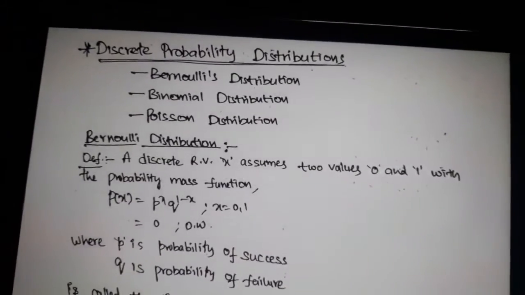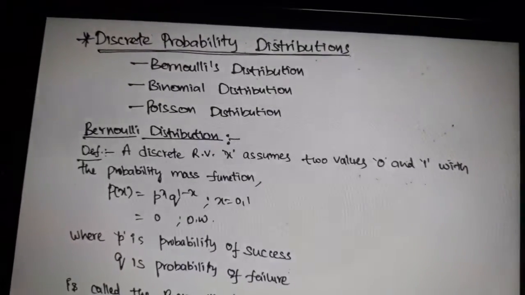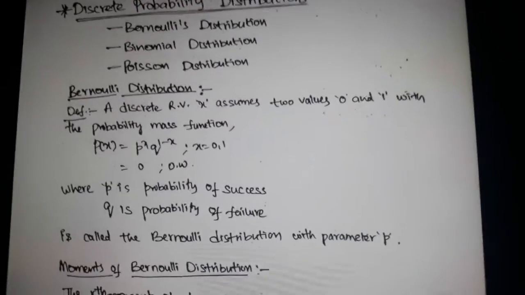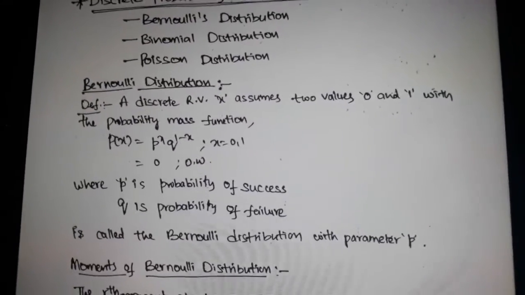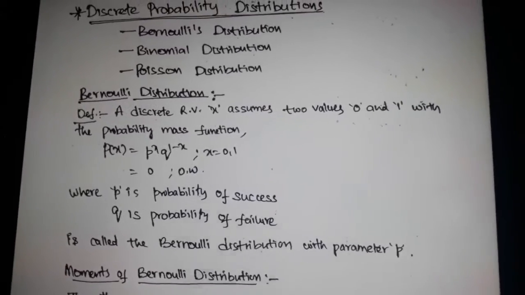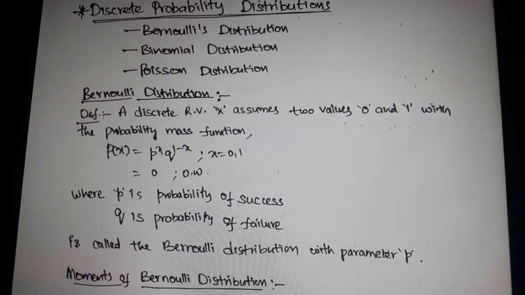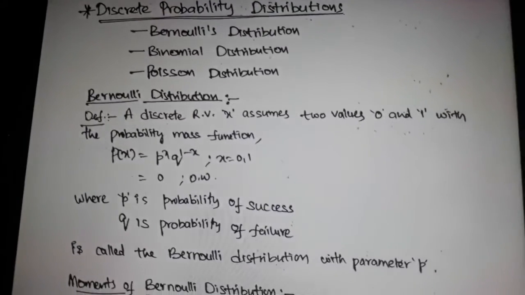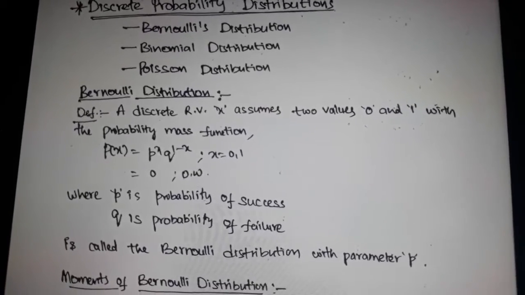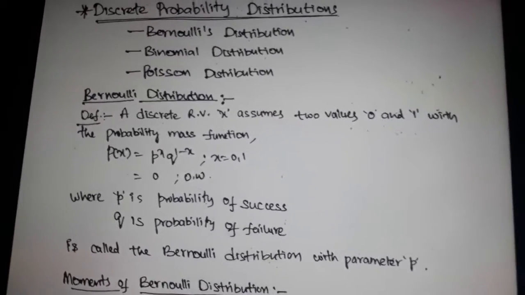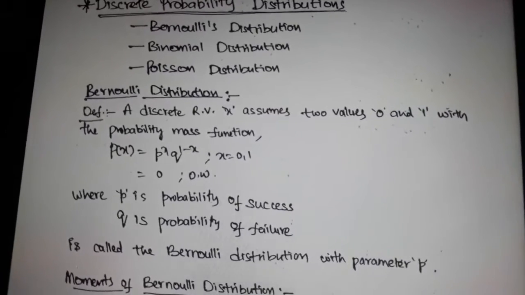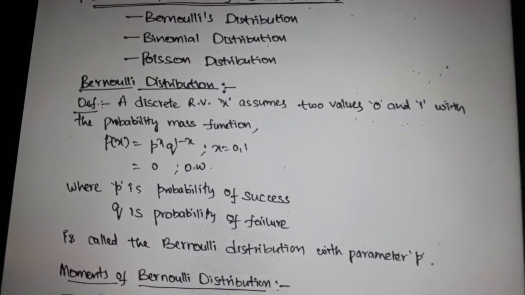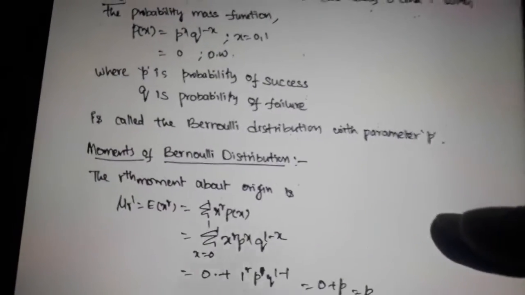The first one is Bernoulli distribution. In Bernoulli distribution only one trial is there, and in that one trial it is either success or failure. That's why only 0 and 1 are involved. So a discrete random variable x assumes two values 0 and 1 with the probability mass function p of x is p power x into q power 1 minus x, x = 0, 1, equal to 0 otherwise. Here p is the probability of success, q is the probability of failure. This p of x is called the Bernoulli distribution with parameter p.